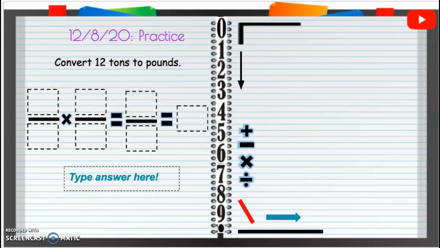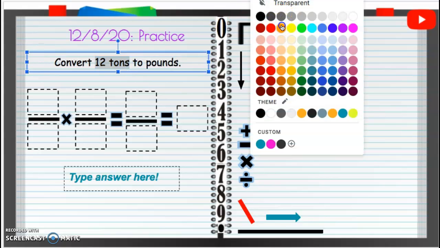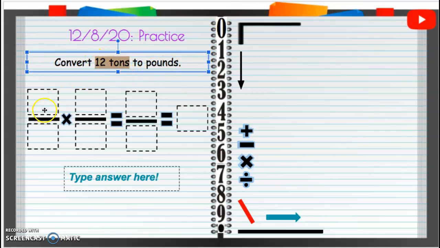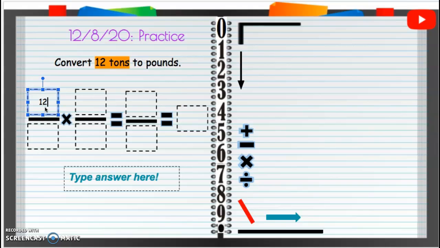December 8th, 2020 practice. Convert 12 tons to pounds. So we're starting with tons, 12 tons. It literally tells us right here. So we're going to put in our first box 12 tons, or you might see it as a capital T for tons. Just like one of those big, heavy semi-trucks, they're weighed in tons because they're so heavy. So that's what a ton is.